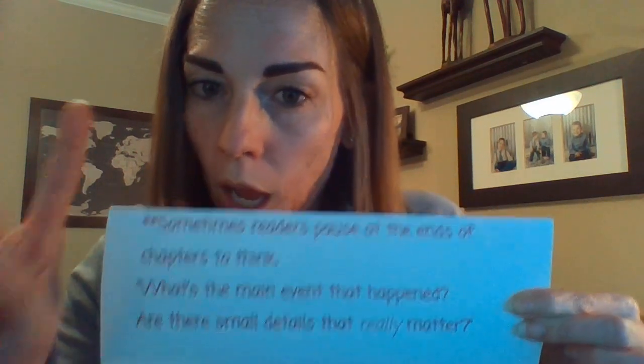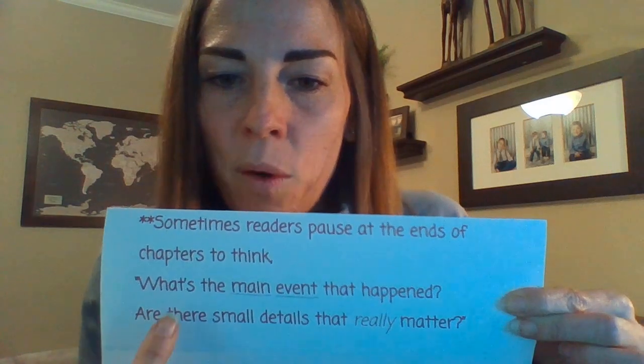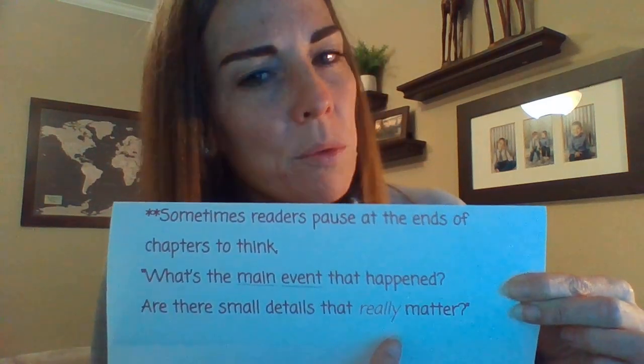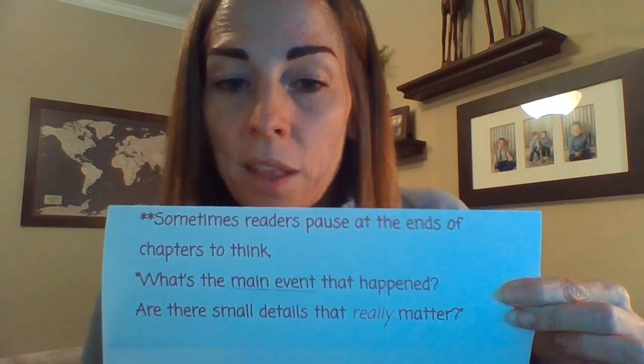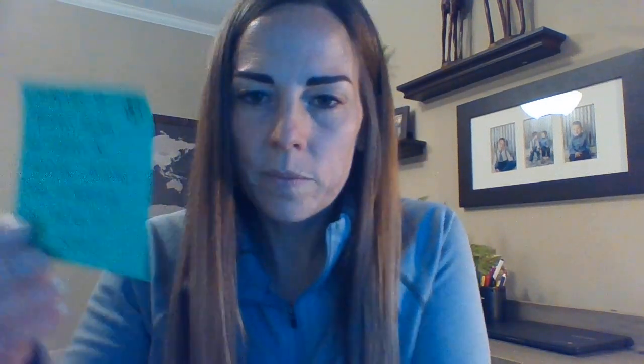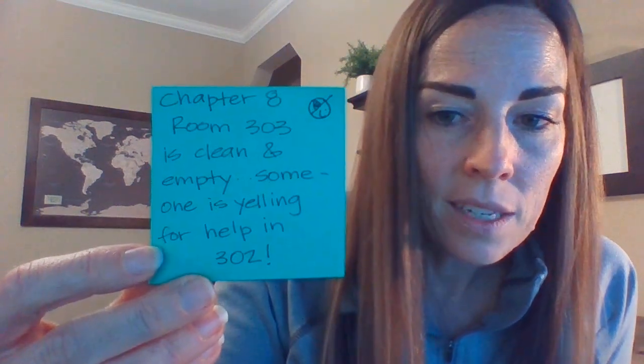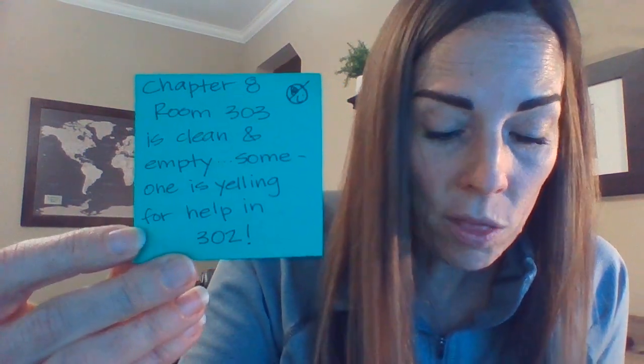We're taking a quick pause to think about what's the main event that happened, and then are there any small details that really matter in that chapter? That chapter is an easy one to recap. What did they do? What's the main event? They were checking out kind of their biggest clue, room 302 and 303. So to recap that chapter, I put room 303 is clean and empty, and someone is yelling for help in 302.